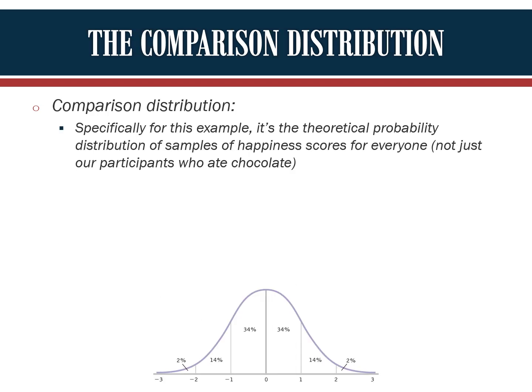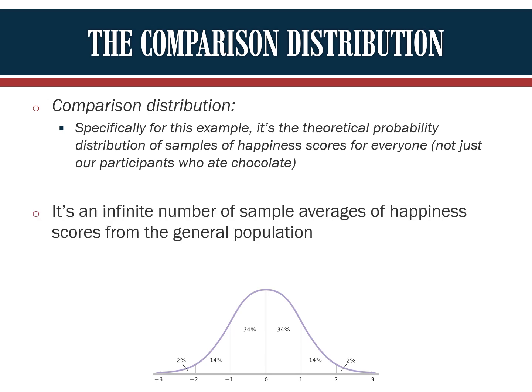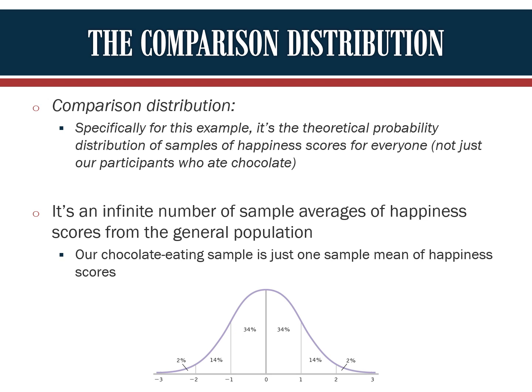All right, so the comparison distribution, specifically for this example, is the theoretical distribution of all samples of happiness scores for everyone. That makes it an infinite number of sample averages of happiness scores from the general population. That's what makes up our nice distribution here, the distribution of means. Now, importantly, our chocolate eating sample in this study example is just one sample mean of happiness scores. So we're going to look to see where our chocolate eating sample falls in this distribution.